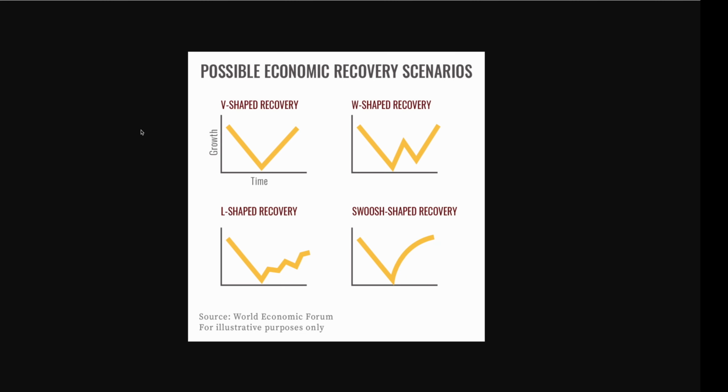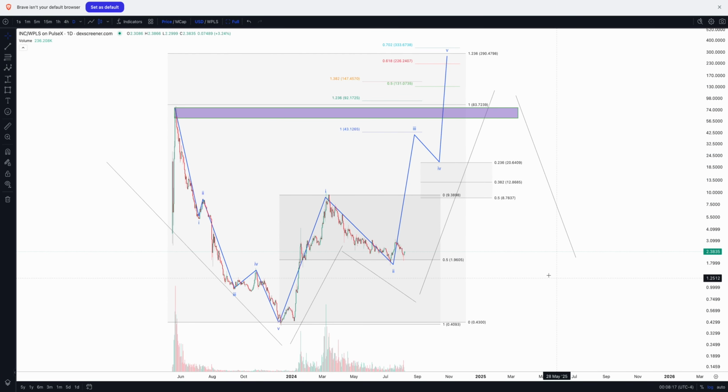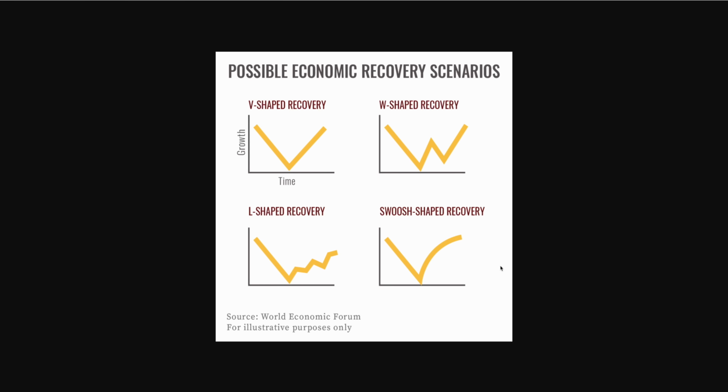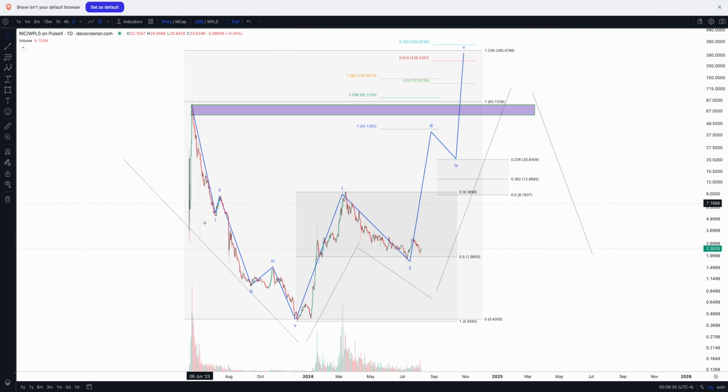Back for another update. Let's take a look at incentive token here. What this looks like is a W-shaped recovery. You can also call W-shaped recoveries a double dip recession. You have a 5-wave crashing structure to the downside, right? Come up for your initial advance, your partial decline, and then continuation up to the highs.